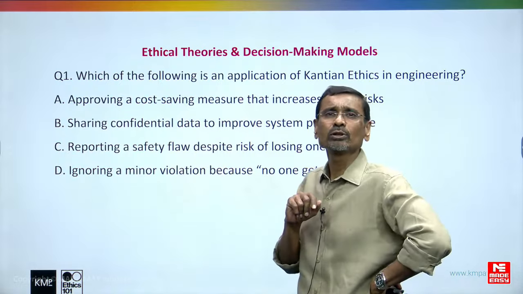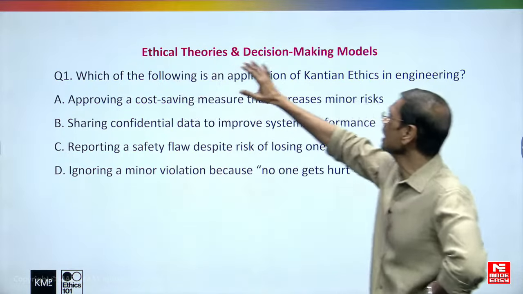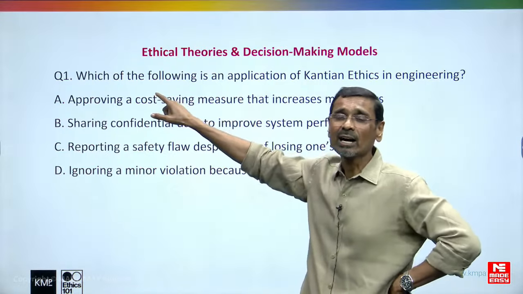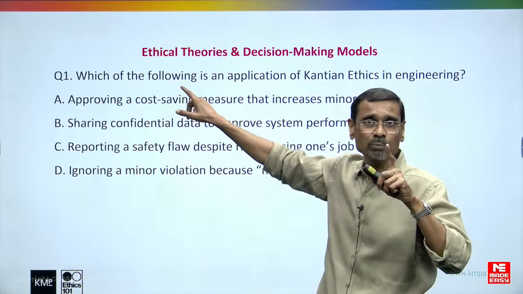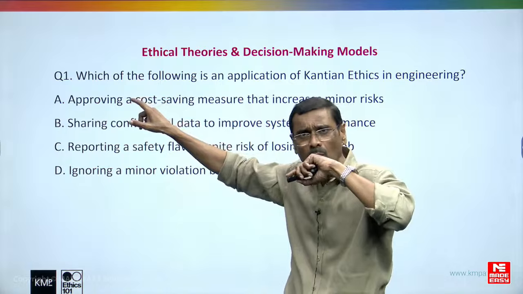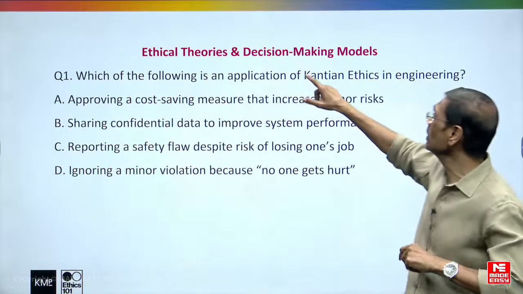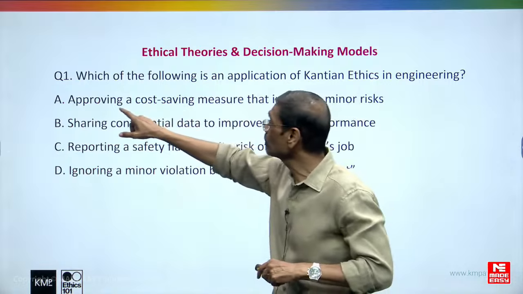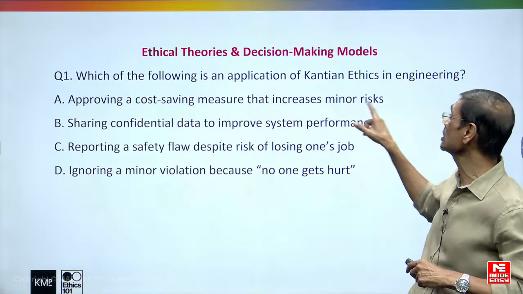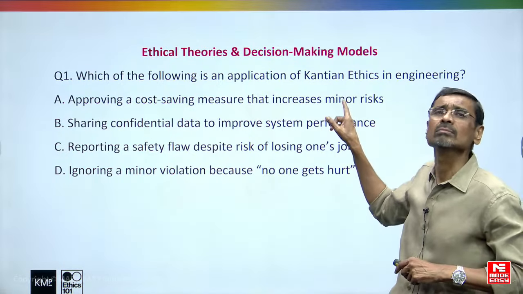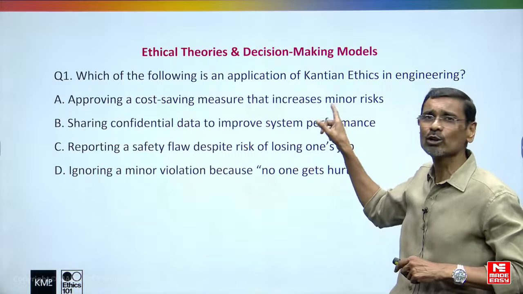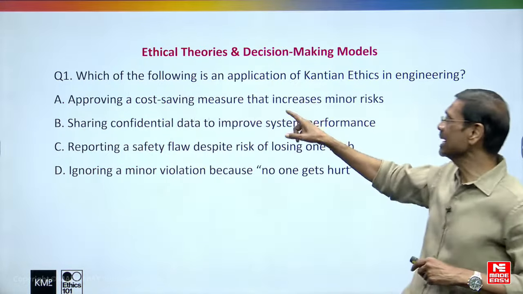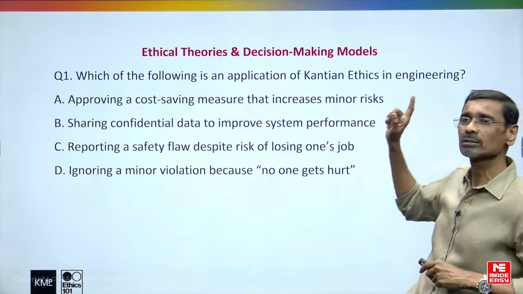A question to all of you. Which of the following is an application of Kantian ethics in engineering? I didn't ask you features of Kantian ethics. Look at what I have asked: which of the following is an application of Kantian ethics in engineering? First one, approving a cost-saving measure that increases minor risks. Is it right according to Kantian ethics? Read it and see.